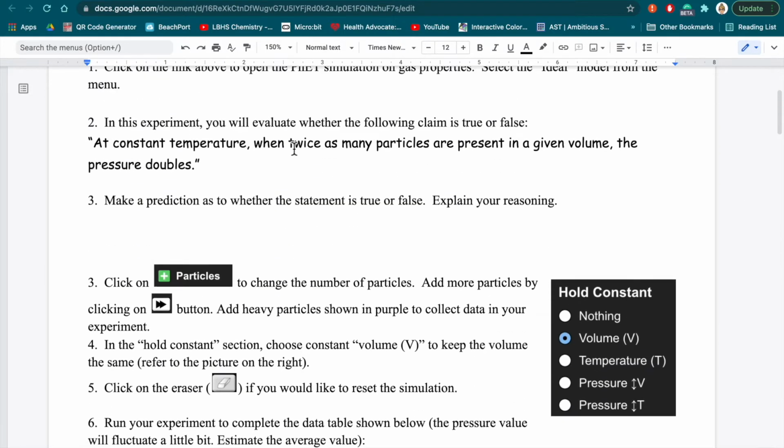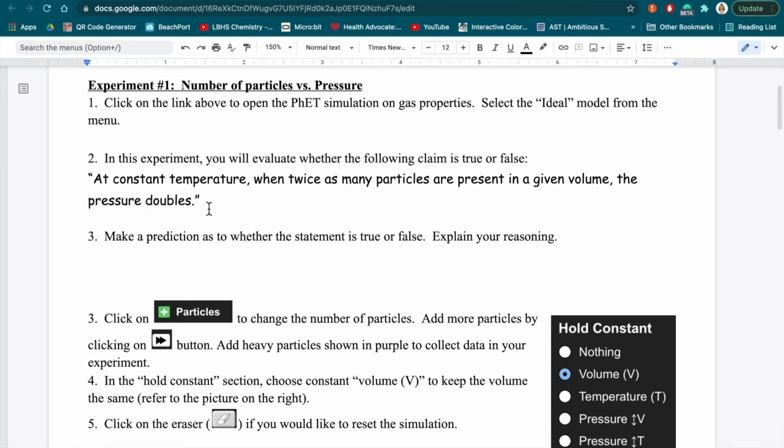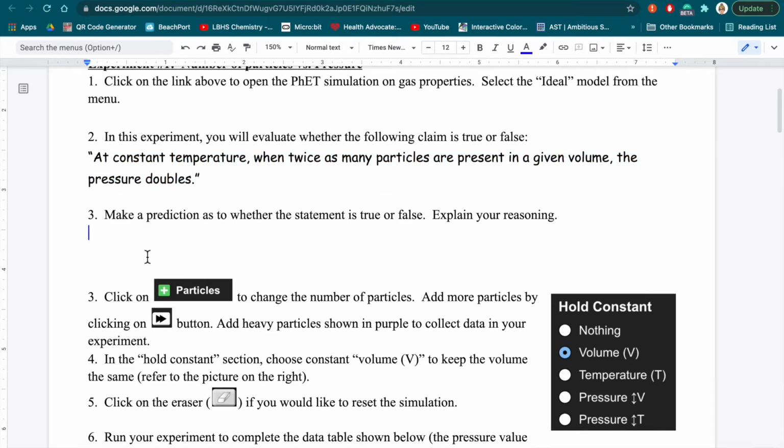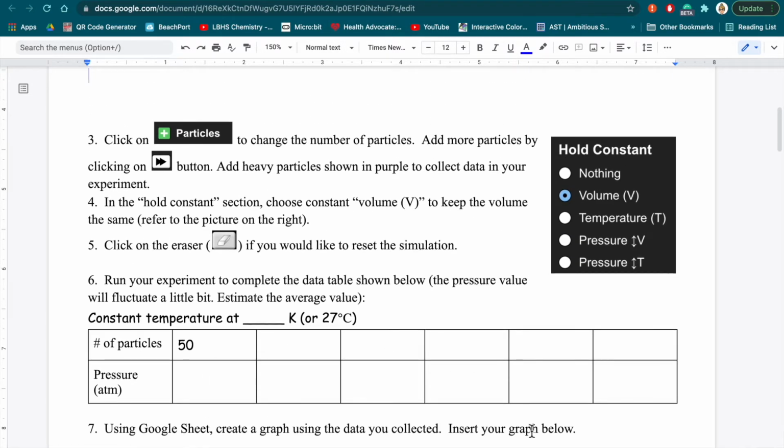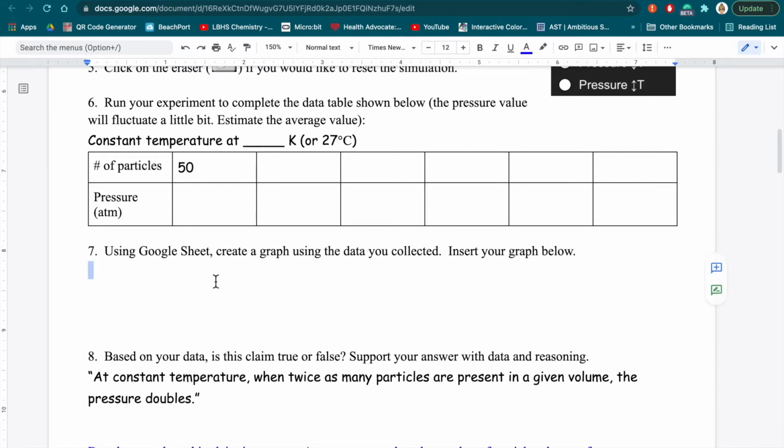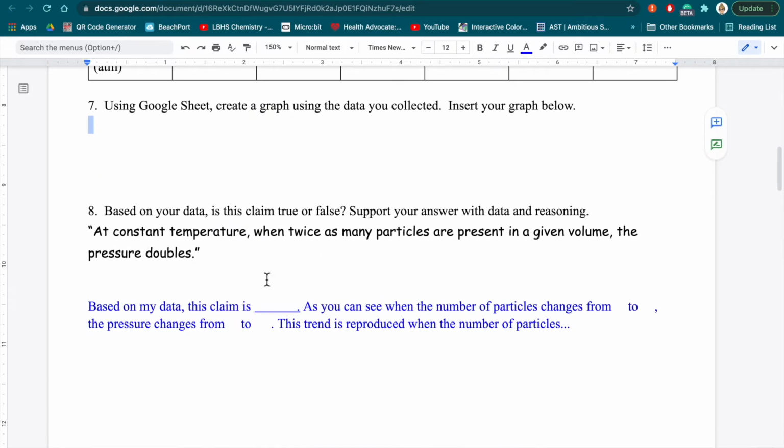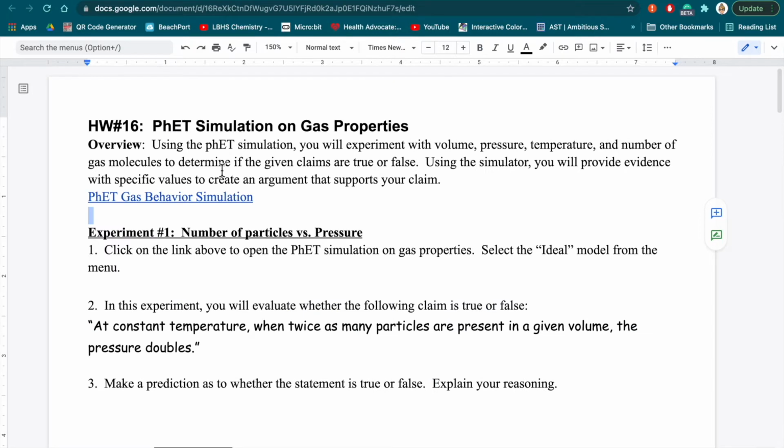For each of these experiments, you're going to evaluate the claim that is being made, make a prediction about the claim, collect your data, graph the data, and then create an argument based on your data. For the first one, I've given you some verbiage to help you start. For the other ones, you should be able to do it after seeing how this is laid out. Let's now look at the simulator.